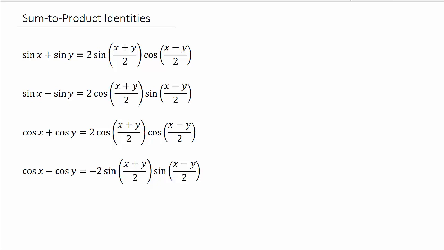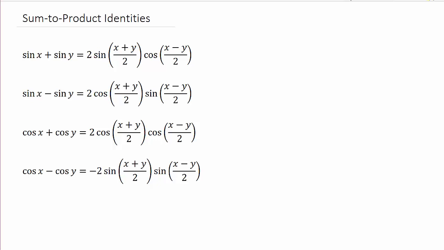Alright, so let's look at this video. It's using sum to product identities. We're going to find the exact value. I'll have two videos. In this video, the angle measures will be in degrees, and in the other video, the angle measures will be in radians.